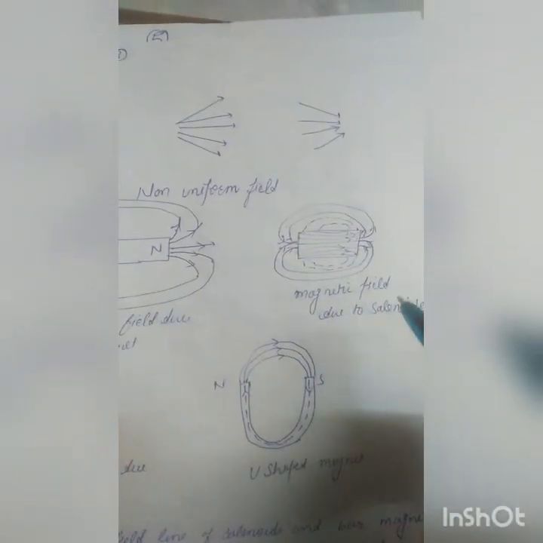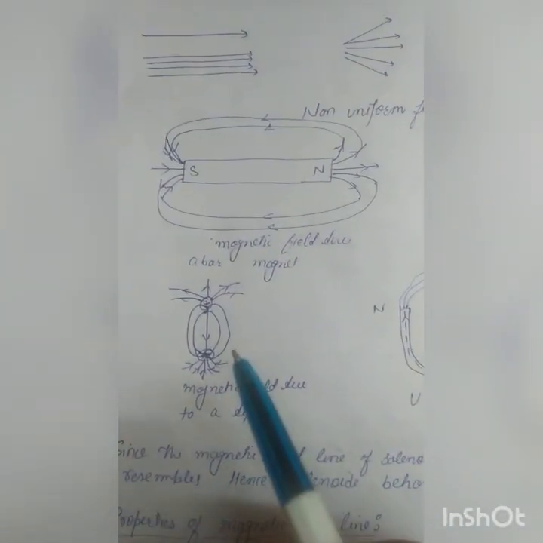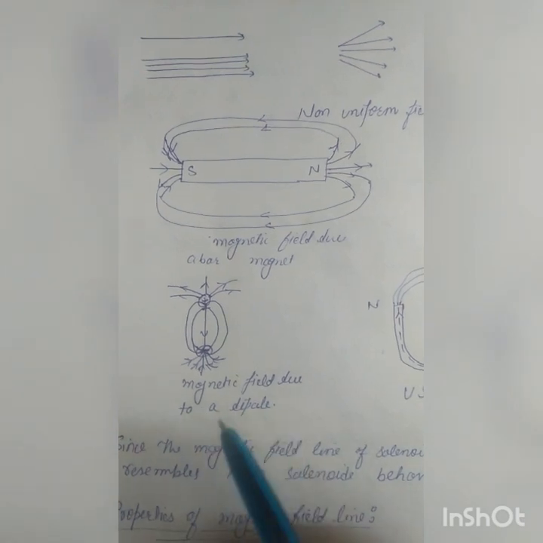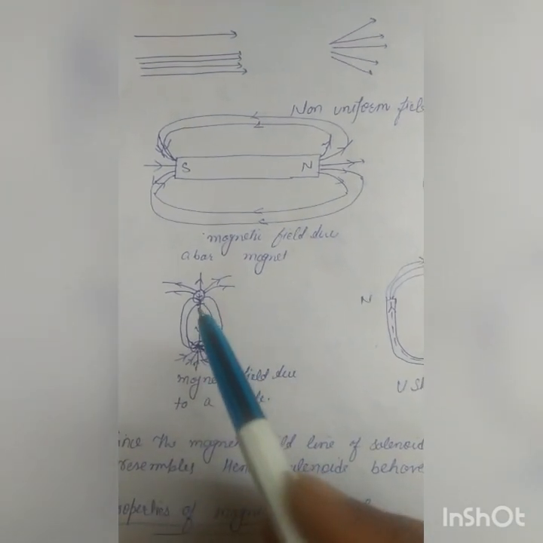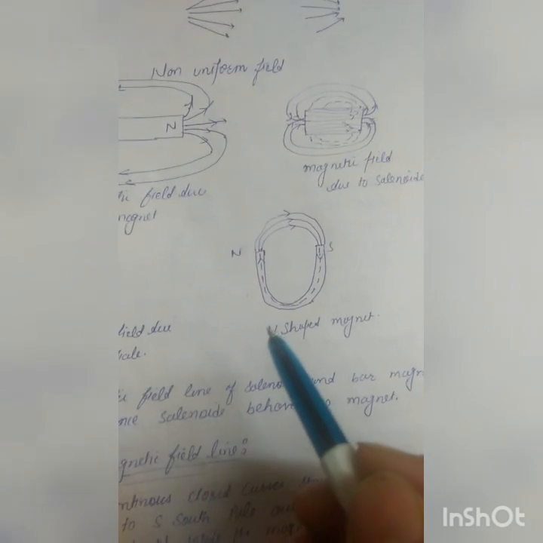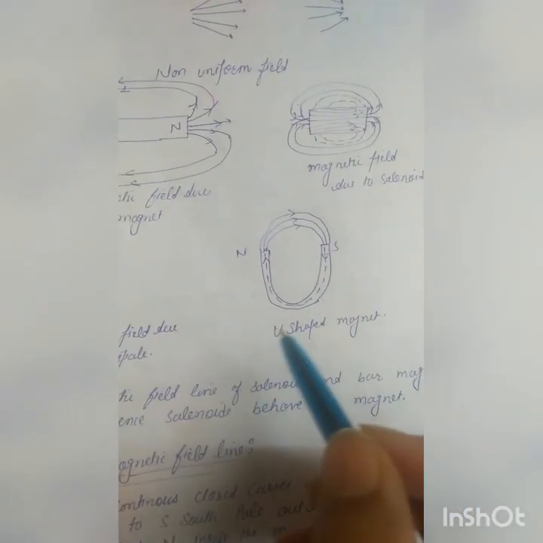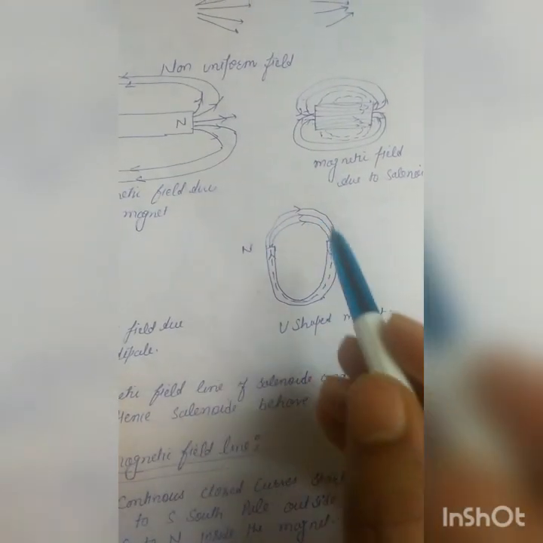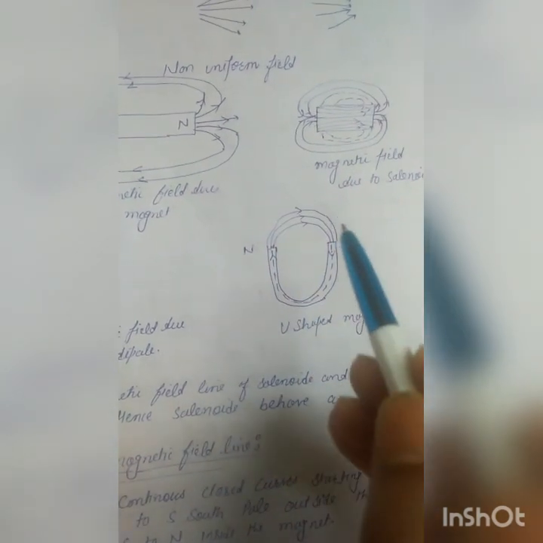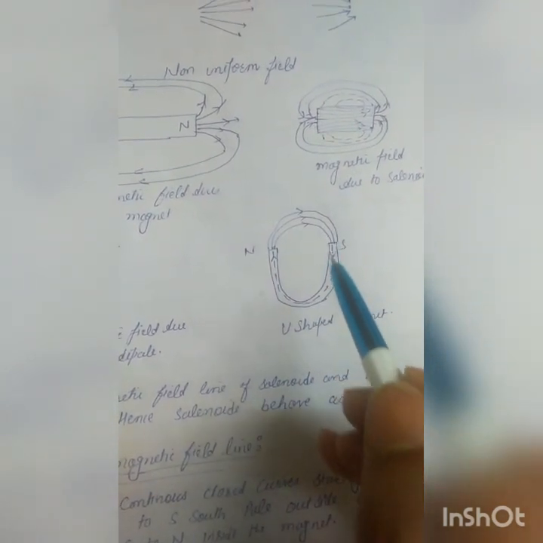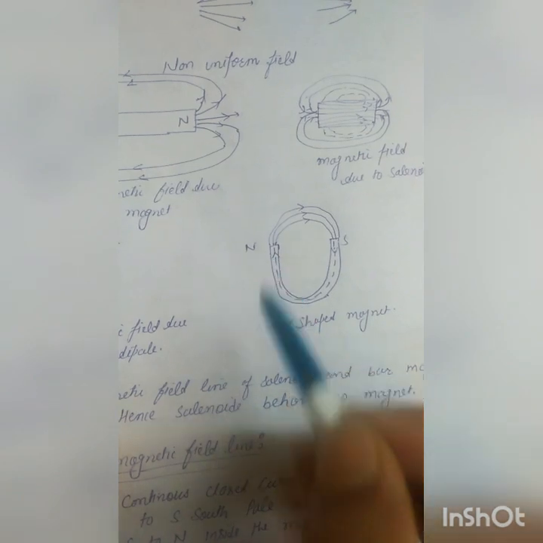Similarly, the magnetic field due to a solenoid. Here the magnetic field due to a bar magnet and due to a solenoid appear to be similar, but they differ, right? And in the case of a dipole, the magnetic field lines are like that. Now, the magnetic field lines due to a U-shaped magnet are such that outside the magnet they travel from north to south, and inside the magnet they travel from south to north.